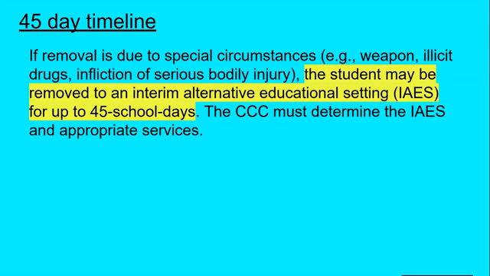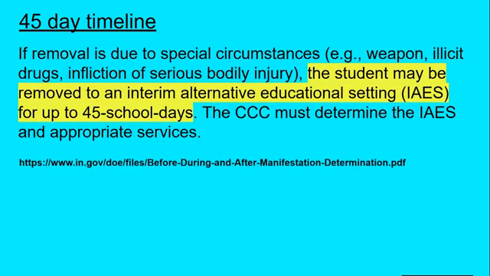A 45-day timeline. If removal is due to special circumstances, such as a weapon, illicit drugs, or infliction of serious bodily injury, the student may be removed to an interim alternative educational setting, or IAES, for up to 45 school days. The case conference committee must determine the IAES and appropriate services.